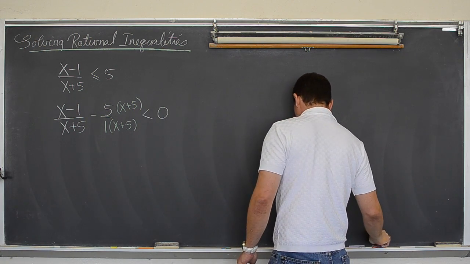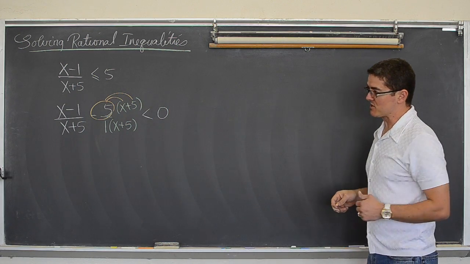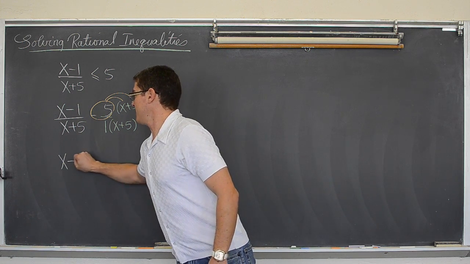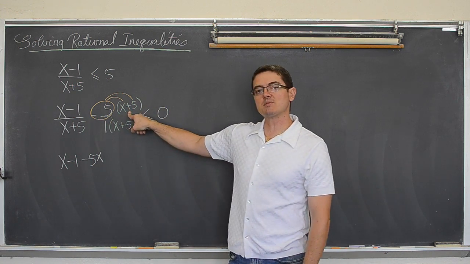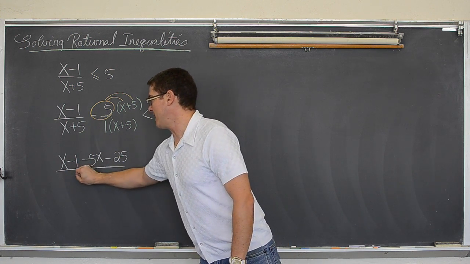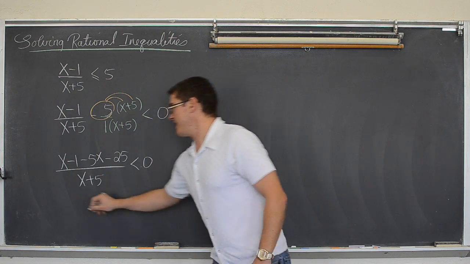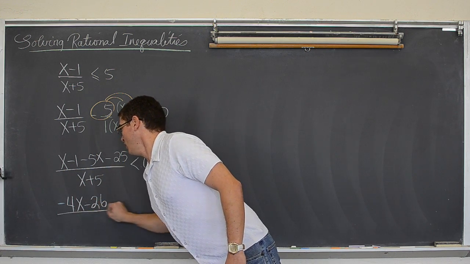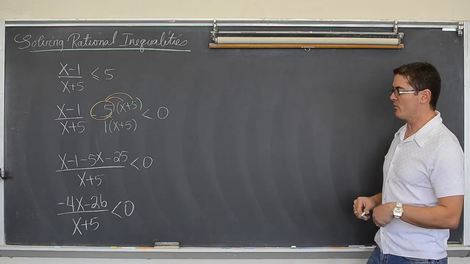And we're going to have to make sure that you catch that negative that's in front of the 5 and distribute it through the parentheses. So we're going to get x minus 1, negative 5 times x is negative 5x. Negative 5 times positive 5 is negative 25, over our common denominator now of x plus 5. Okay, that's going to clean up to be negative 4x minus 26 over x plus 5 is less than 0.